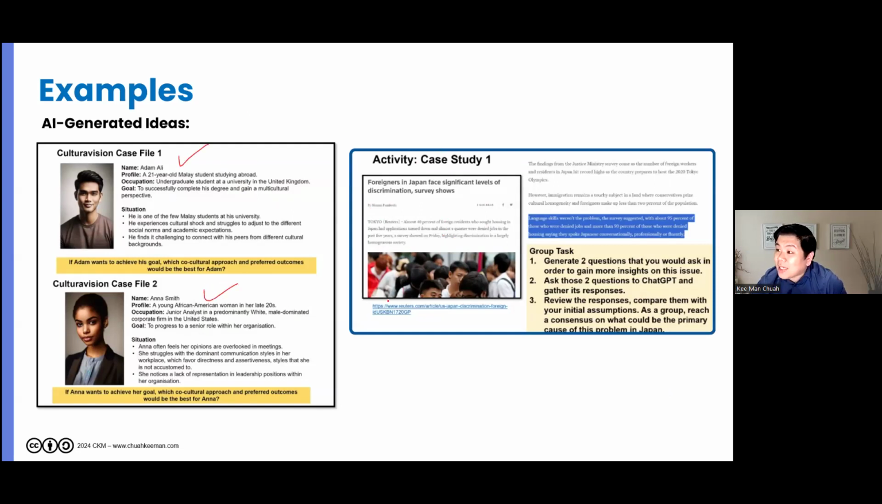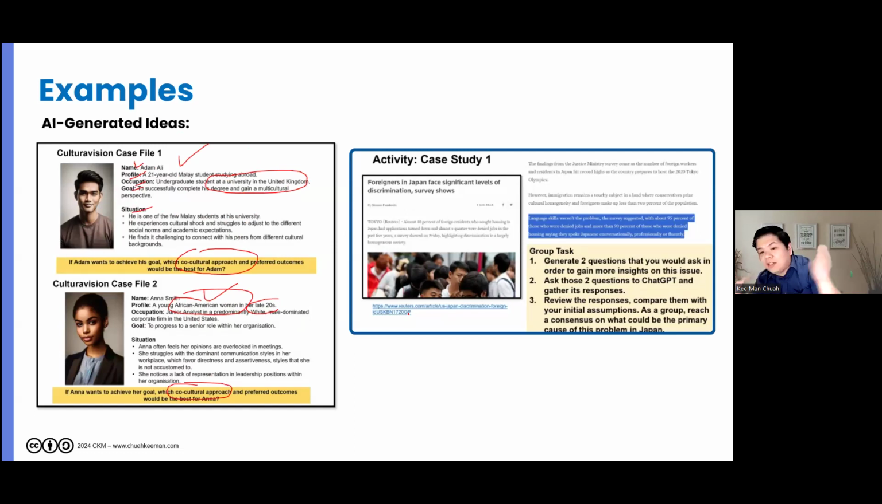All I did was I specified the format I want. So I will ask AI to produce a case file having name, profile, occupation, goal, and situation by focusing on different contexts. So this is an undergraduate at university. This one, a young African American in late 20s. But the bottom line is I want them to learn the co-cultural approach. So I can have different cases in a short time without having to hunt for so many articles. I can practice with them.